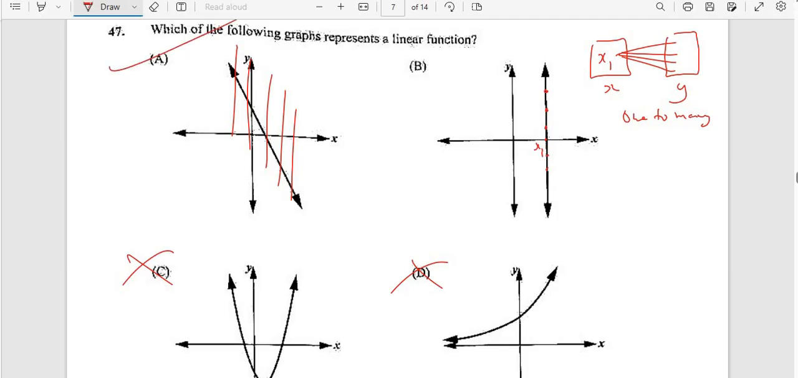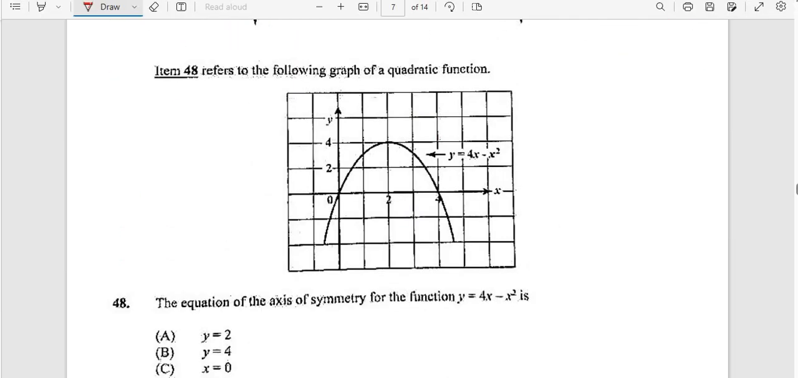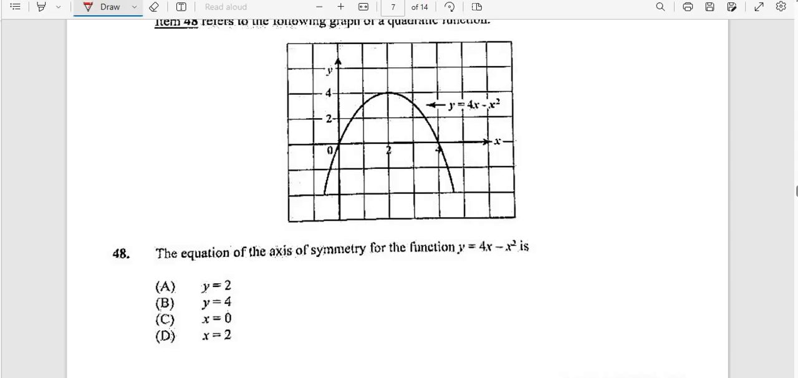That's 47a. 48. The equation of the axis of symmetry of the function y equals 4x minus x squared is what? We're talking about the line of symmetry, like a human being. Let's think about a human being. Where is his line of symmetry?